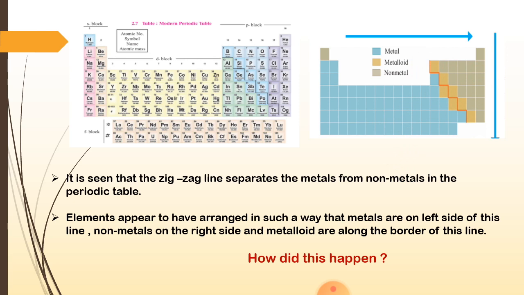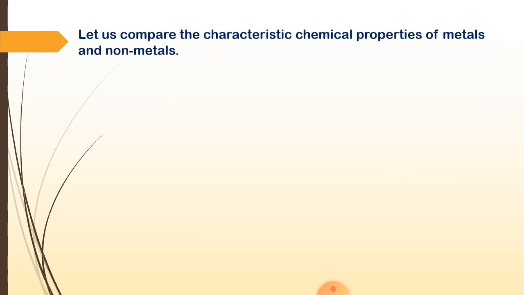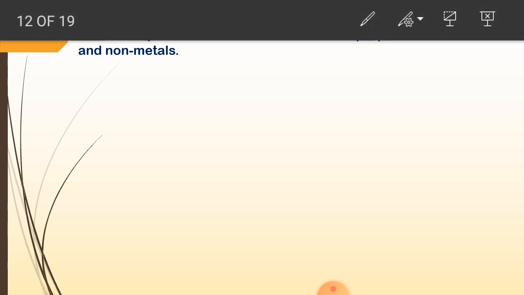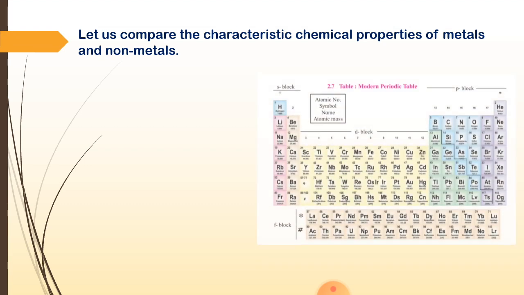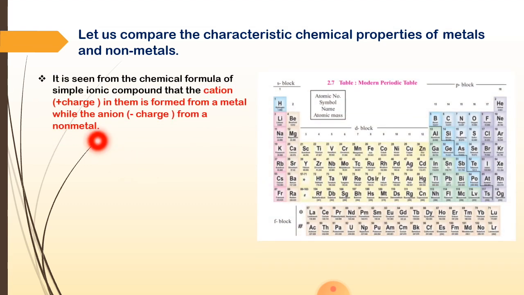So how did this happen? Let us compare the characteristic chemical properties of metals and non-metals. It is seen from the chemical formula of a simple ionic compound that the cation, which I told you yesterday means positive charge, is formed from a metal, while the anion, which means negative charge, is formed from a non-metal.